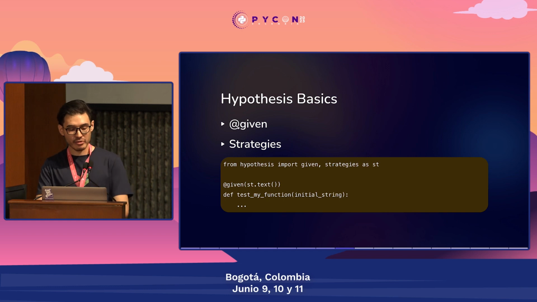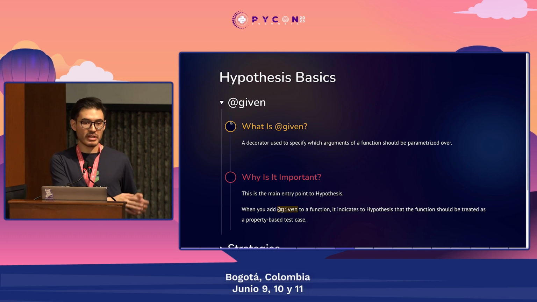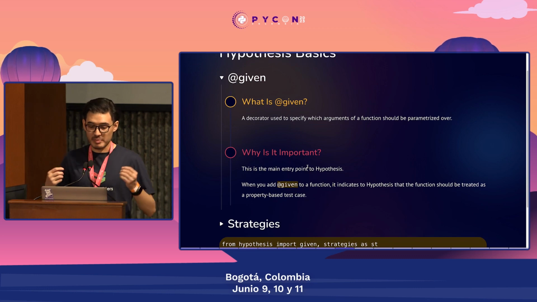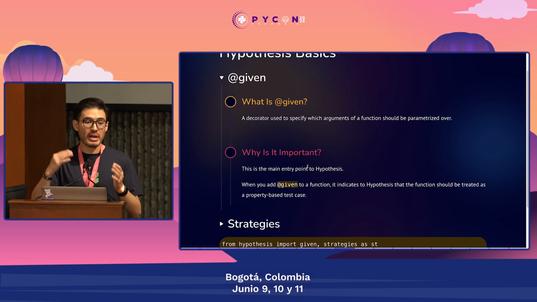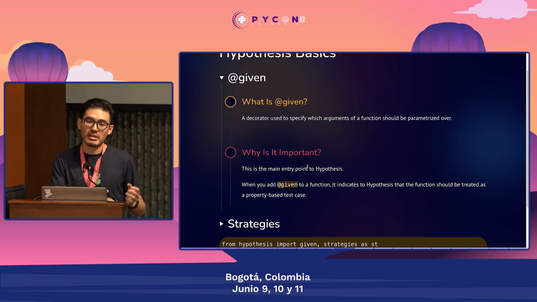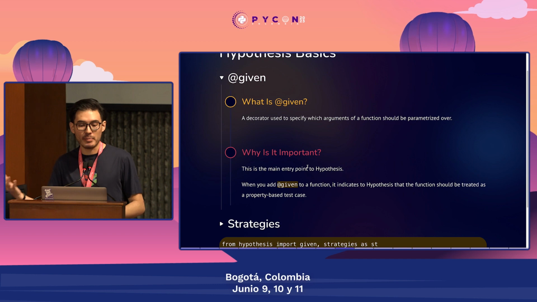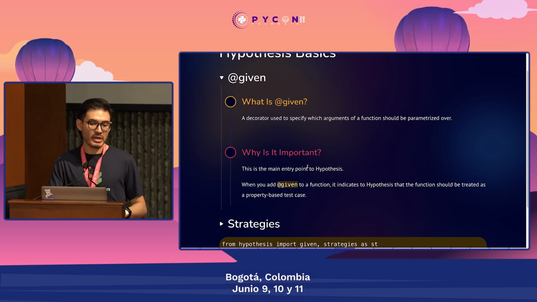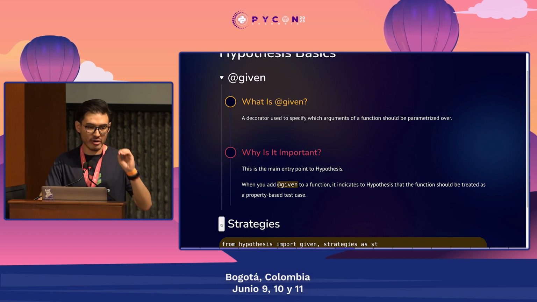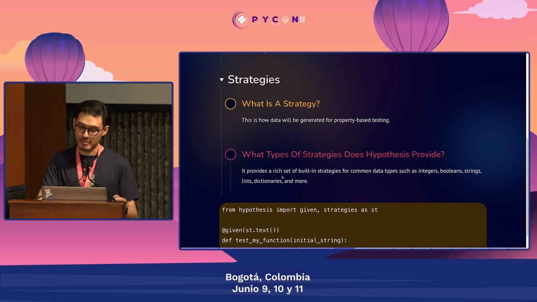So let's go through some Hypothesis basics to get us started with the code. First of all, the decorator that I mentioned earlier on is given. What is given? Given is a decorator that specifies which arguments of the function are going to be parameterized in our test. This is important because Hypothesis takes the function decorated by the given decorator as the entry point to make it a property test. Without this decorator, the test is not going to be treated as a property test. This is why given is one of the core decorators that we need to know for property testing, using Hypothesis at least.